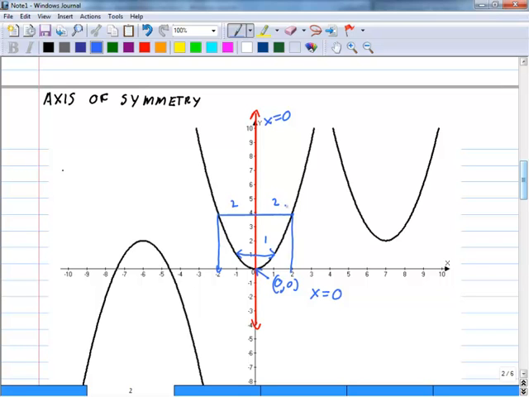So let's take a look at an axis of symmetry for a different graph here. What's the vertex here? The vertex looks like it's at 7, 2. So 7, 2 is where our axis of symmetry is, and so I'm going to draw a line that crosses the vertex and is vertical, and it will be at x equals 7 because that's the x coordinate of the vertex.